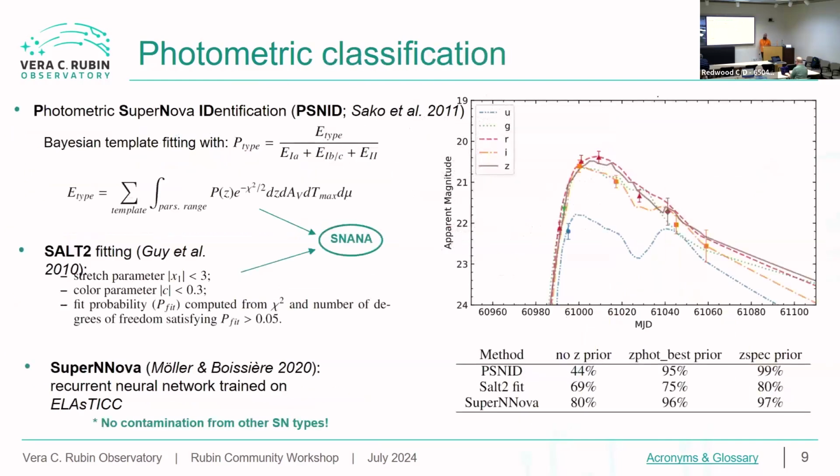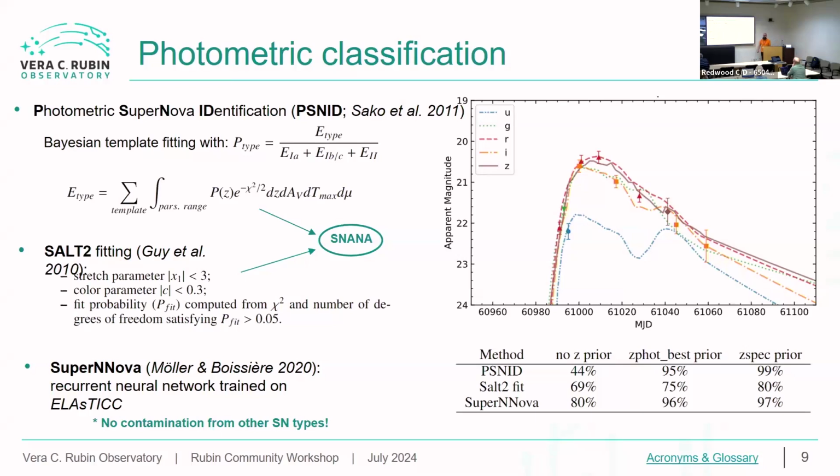And then there is classification. We tested different methods. The first one is PSNID, which is a Bayesian template fitting method. We also tested just a fit of a model that is used for type 1a supernovae, which is the SALT2 model. These two models are publicly available through the SNANA package. This package is not included in the Rubin Science Platform, but it is possible to install it via pip install, and you can just run it on the RSP. And then we also tested SuperNNova, which is a recurrent neural network that was trained on the ELAsTiCC simulation.